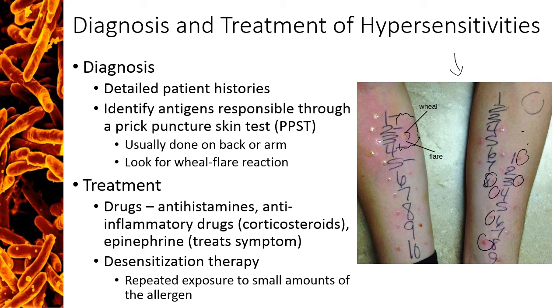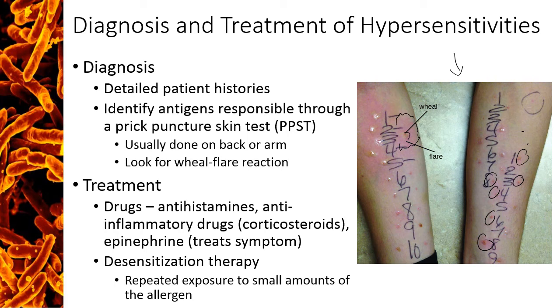Treatments for these things typically involve drugs, so either antihistamines to control the histamine that mast cells are producing, anti-inflammatory drugs like corticosteroids to control the inflammation, or if you have severe anaphylaxis, then epinephrine, which is really controlling the anaphylaxis and not really the immune system response.